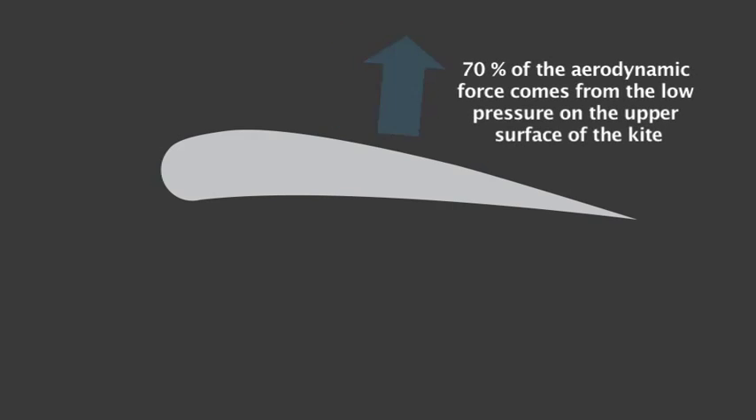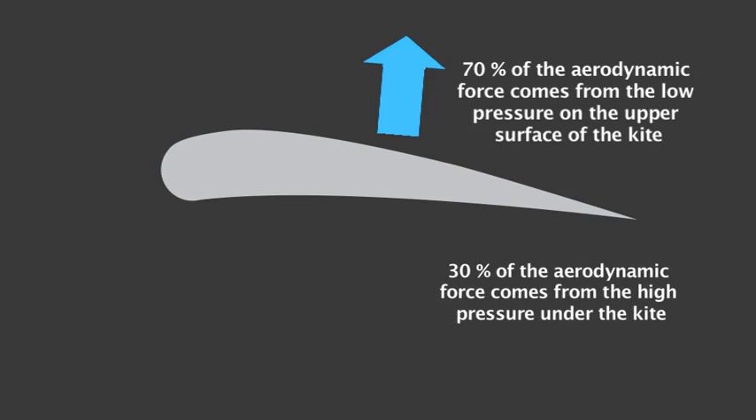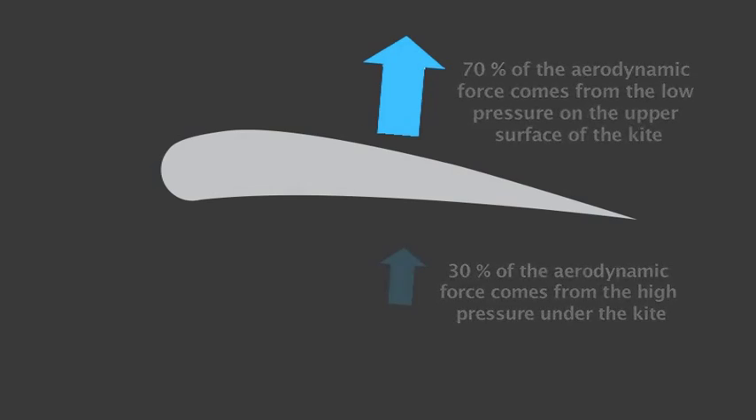Contrary to popular belief, it is the low pressure upwards that represents 70% of the aerodynamic force, while the increase in pressure on the underside of the wing contributes about 30% of the aerodynamic force.